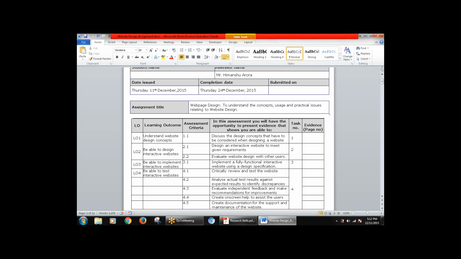Then this is the assignment title, the title that is given: website design. That is the main title. What is the title? To understand the concepts, usage and the practical issues related to website design. So in this assignment, you are going to understand the concepts about website designing, concepts about their usage, and concepts about the practical issues.